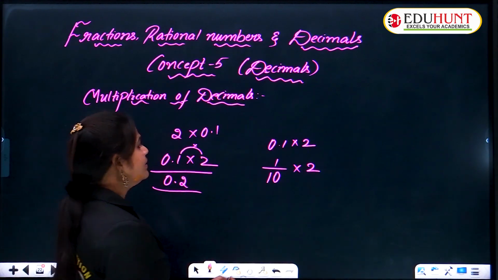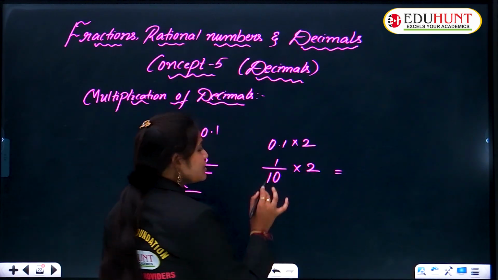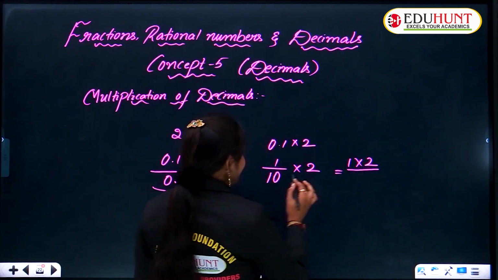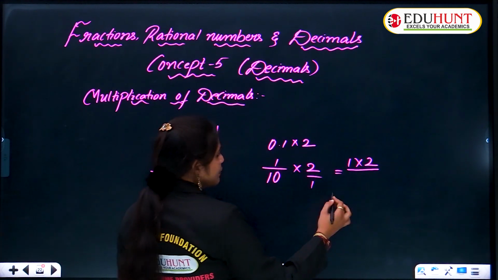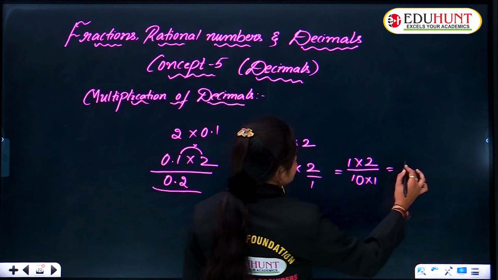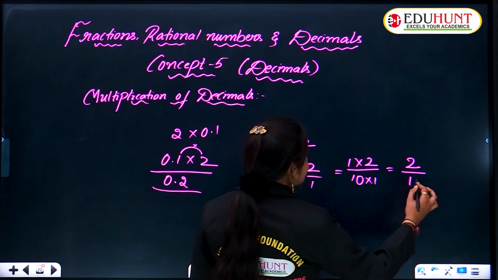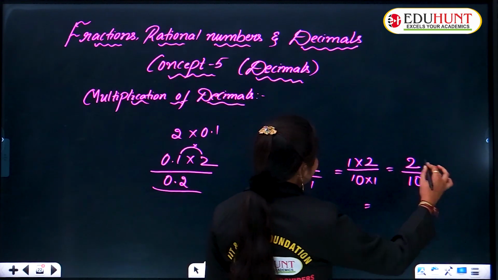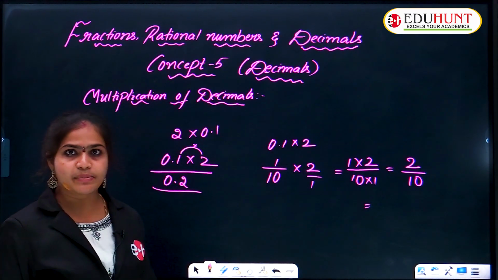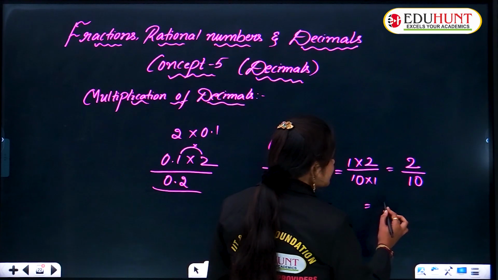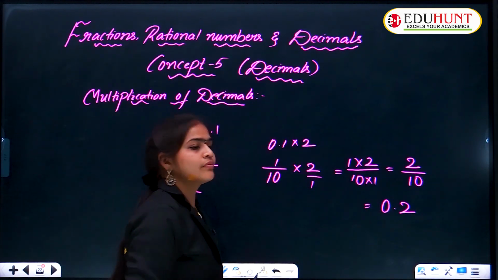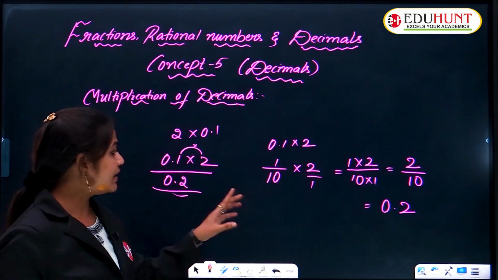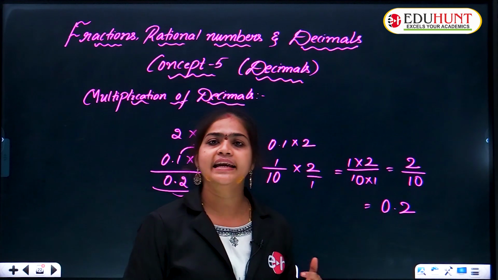Now just take the product of the numerators. 2 is a numerator and 1 is a numerator. Then 1 into 2 over 10, and here nothing is there, so we can take it as 1. 10 into 1 is 10. 1 two's are 2, so 2 by 10. Now how can we write that? This is a decimal fraction. How to convert the decimal fraction into a decimal? 2 by 10 means only one 0 is there, so 0.2. Understood? Again you got the same result, 0.2 and 0.2. So you can use any one of the methods.